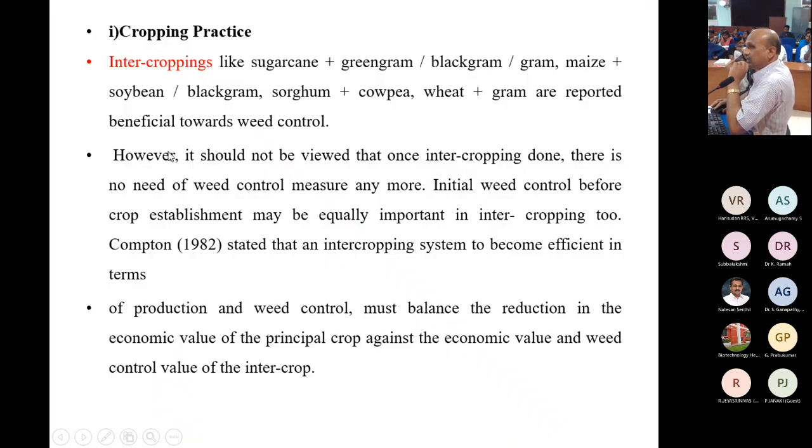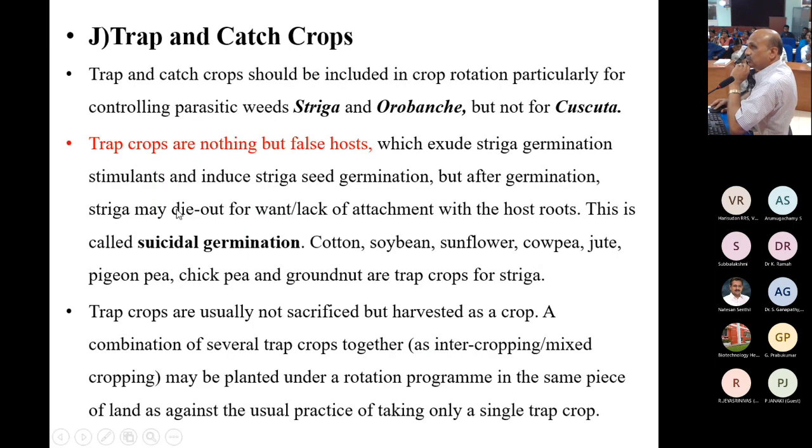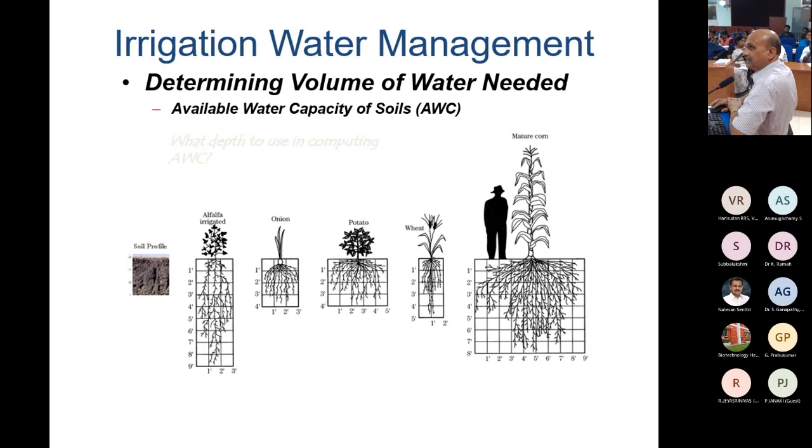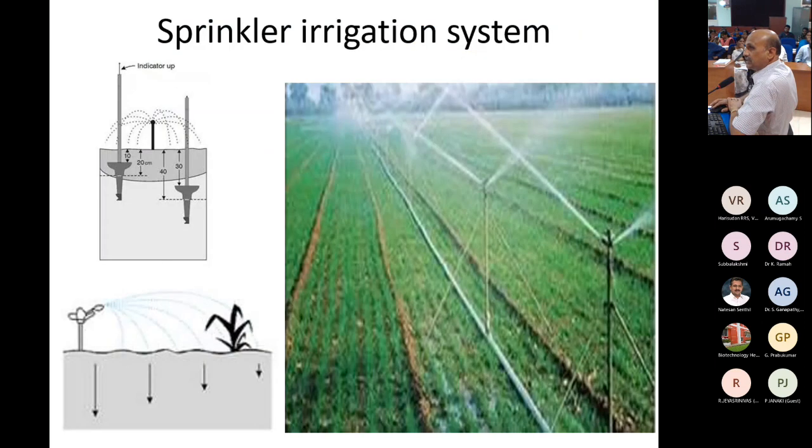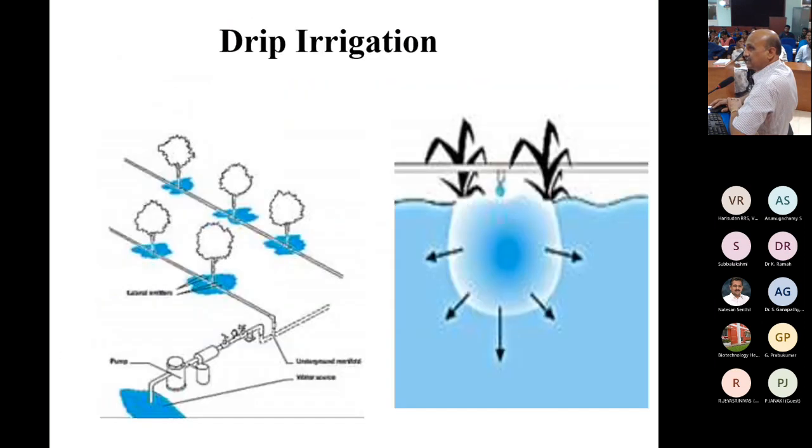And intercropping also is suggested, in sugar crops like sugarcane, with green gram, black gram. So dense canopy crops can be used in order to smother the weeds. So trap and catch crops, as I mentioned, in case of sorghum, in order to control striga. So trap crops like cotton, sunflower are used, which induce the germination of striga. And irrigation scheduling, as I mentioned, drip or sprinkler method of irrigation is always better.